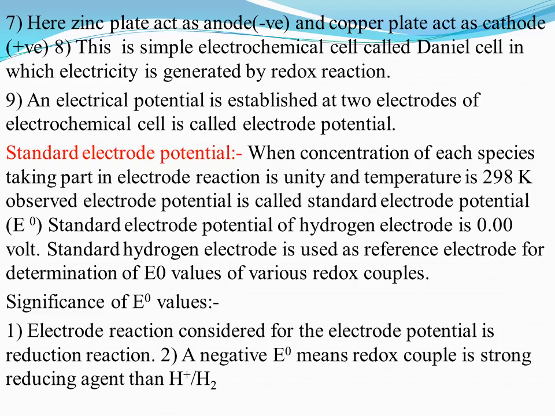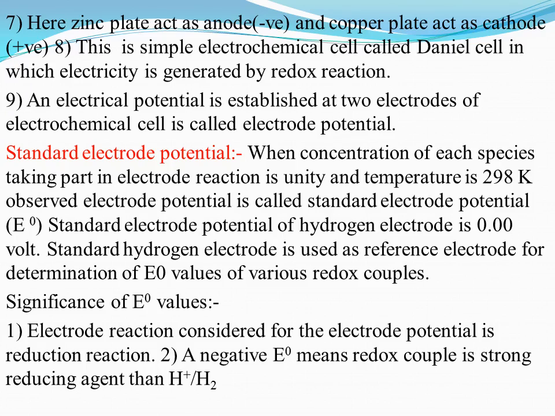Ninth point, an electrical potential is established at two electrodes of electrochemical cell which is called as electrode potential. Now let us learn what is standard electrode potential. When concentration of each species taking part in electrode reaction is unity and temperature is 298 Kelvin, the observed electrode potential is called as standard electrode potential, which is denoted by symbol E0. Standard electrode potential of hydrogen is 0.00. Standard hydrogen electrode is used as reference electrode for determination of standard electrode potential values of various redox couples.